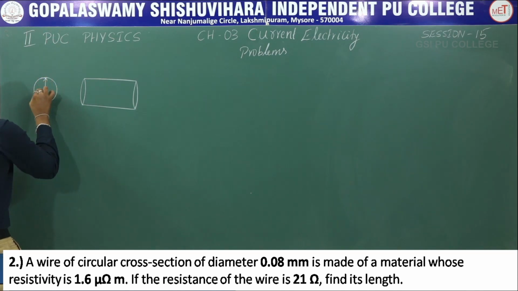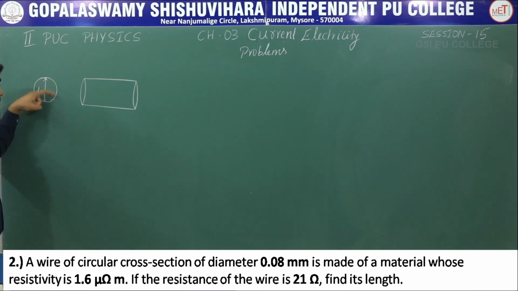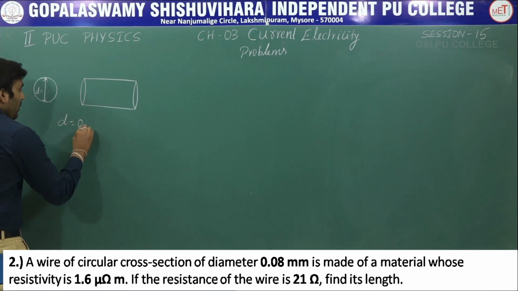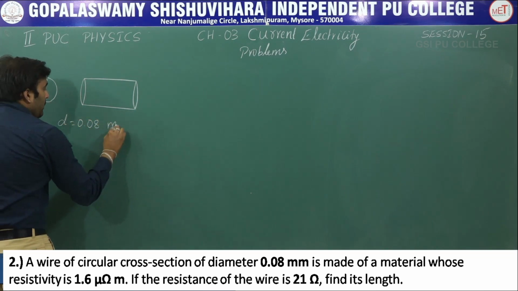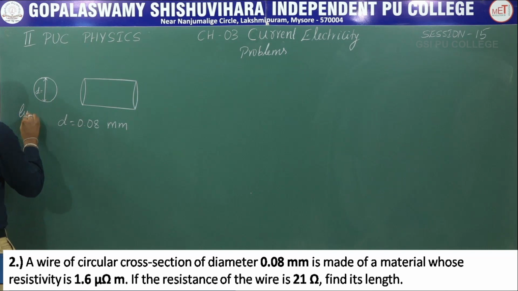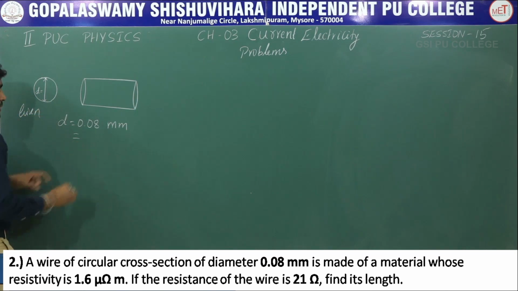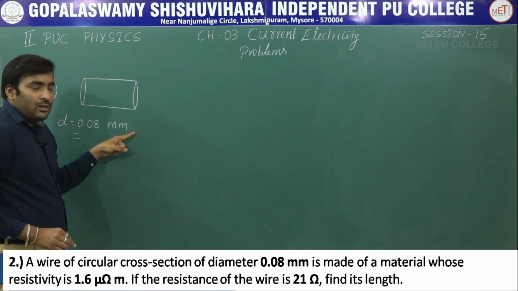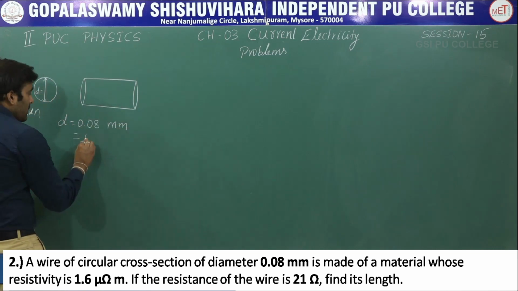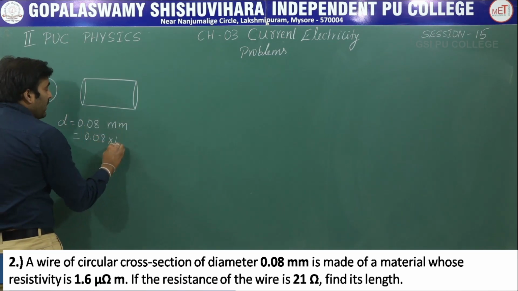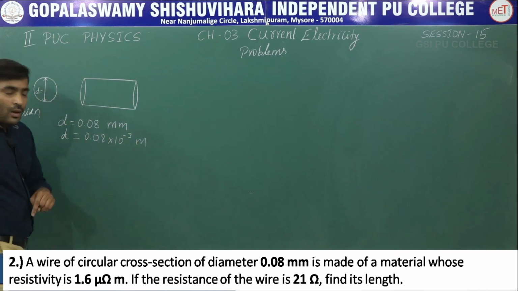They have given the diameter of this circle, the diameter of the circular cross section. So the diameter is 0.08 millimeter. Let me write this in SI unit. 0.08 millimeter, I will convert this into SI unit. 0.08 into 10 power minus 3 meter. So this will be the SI unit.